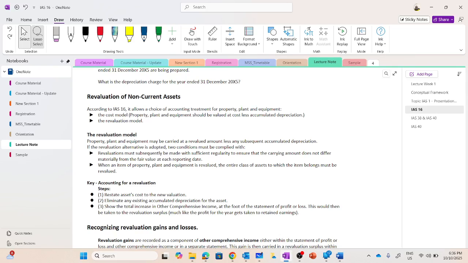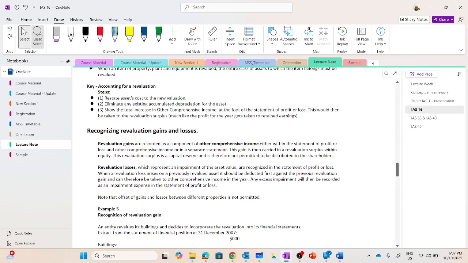Second point, when an item of property, plant, and equipment is revalued, the entire class of assets to which the item belongs must be revalued. We need to understand these 2 points. So now, let's look at the accounting for revaluation, the step-by-step approach to how we can account for revaluation.